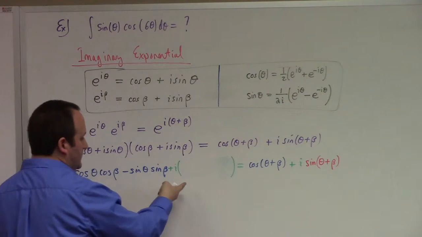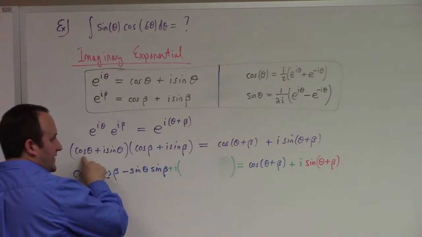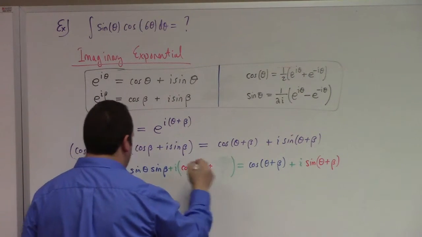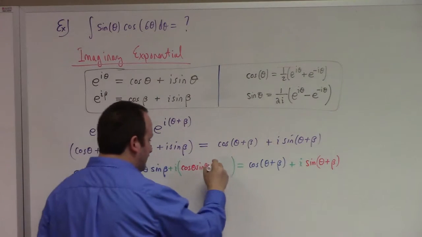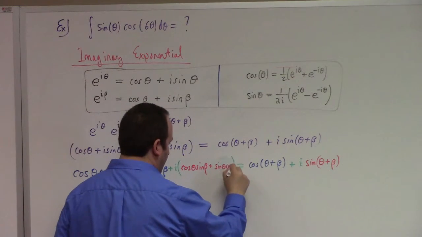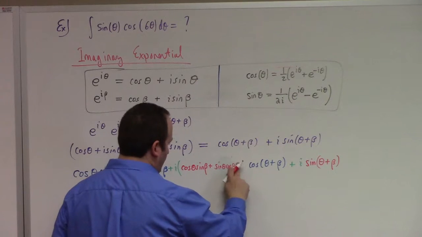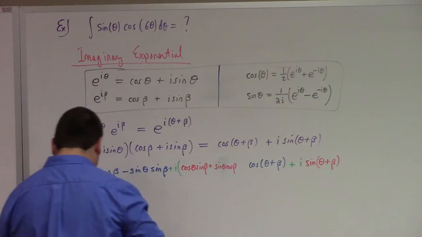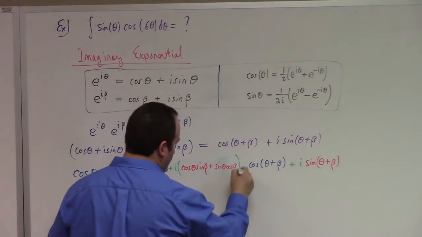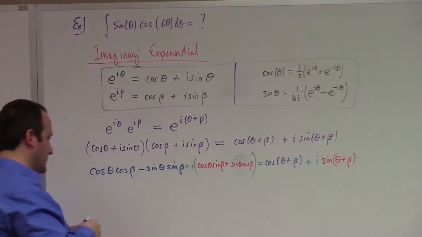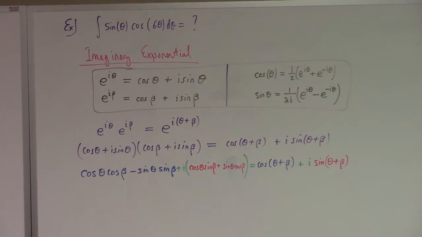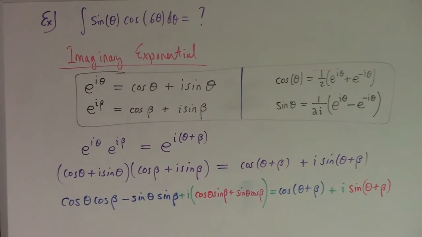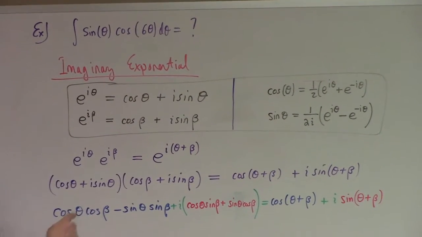Now over here, let's see, what are the terms with i? Cosine theta times sine beta. And what's the other term? Sine theta times cosine beta. Sine theta, sine beta. What do you mean? Where do you get that? From the product of the sines? i squared is minus 1.